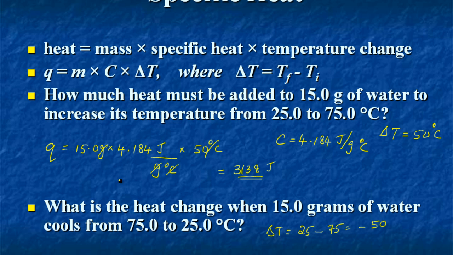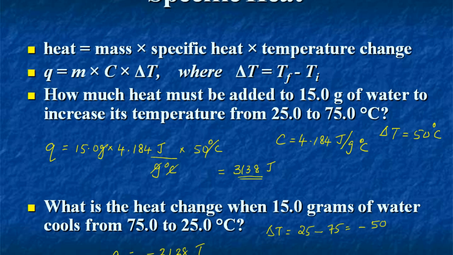So when you calculate Q, does anything change? What should you be getting? Negative 3138 joules. Right? Since the mass did not change and since it's water, specific heat is a constant, so only the sign changes. So that again tells you, whatever the amount of heat you gave to increase the temperature from 25 to 75, that must be exactly the same amount of heat you need to remove for cooling the water from 75 to 25.